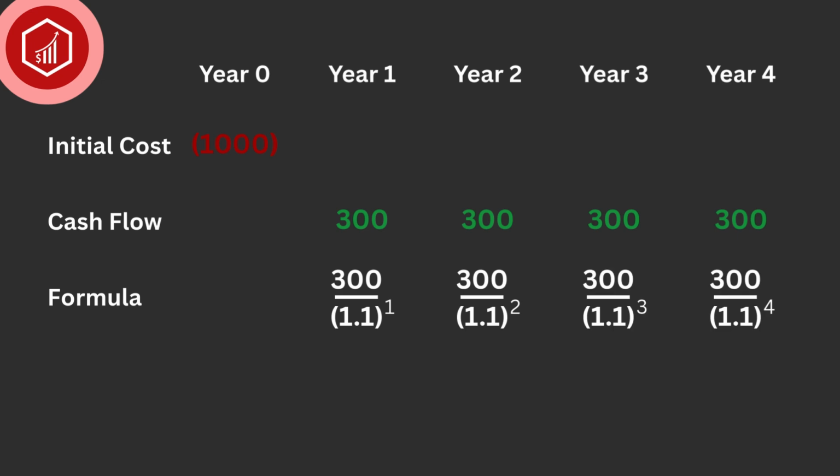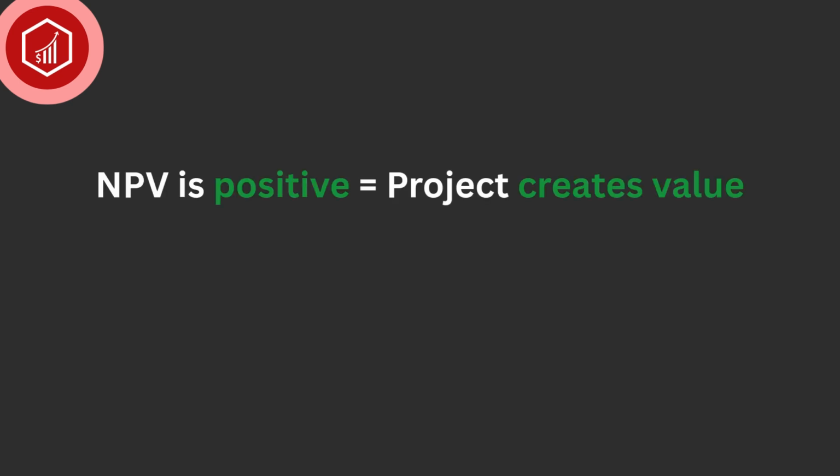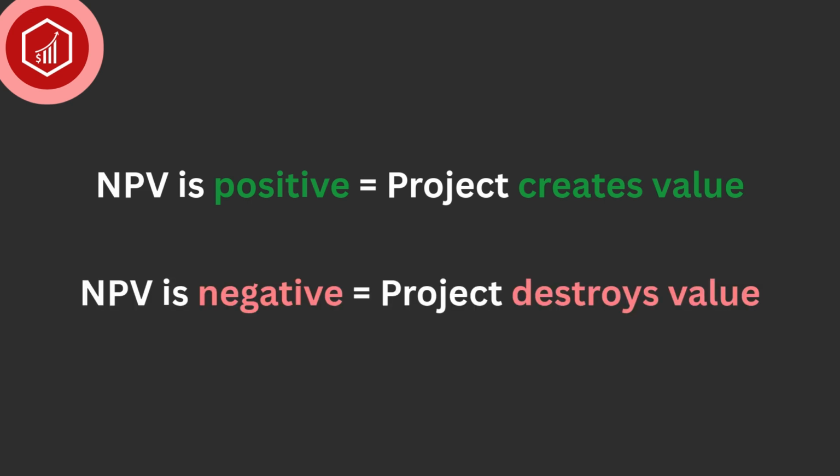The next step is that we add them up together. This equals 950.96. Now you see, the NPV of the project is negative, so it means that the project is destroying value. Always memorize, if the NPV is positive, the project adds value and is usually worth doing. If the NPV is negative, the project destroys value and should be avoided. So, if somebody offers us this project, we deny it, because we see it doesn't make us a profit, it destroys value.